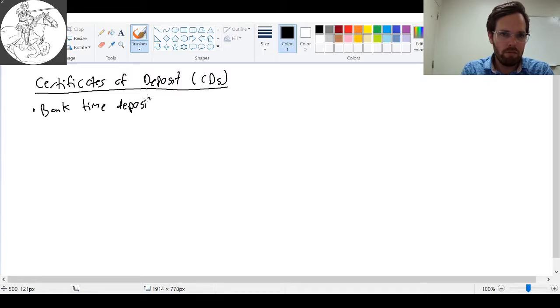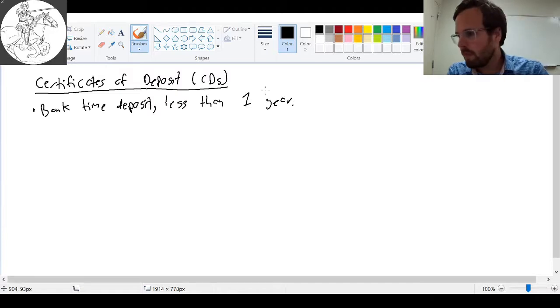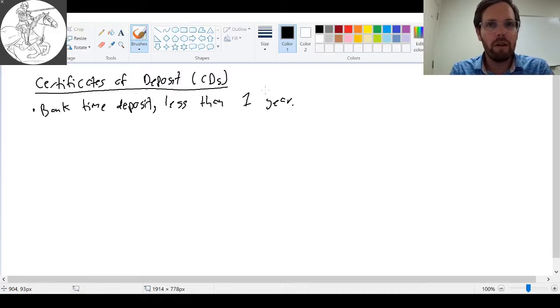And so remember, with all money market securities, these will be less than 1 year, so these are going to be time deposits less than 1 year. And then they would work the exact same way as the T-bills. If you do a $10,000 deposit at 2%, you'll get your $10,200 back at the end of the year.